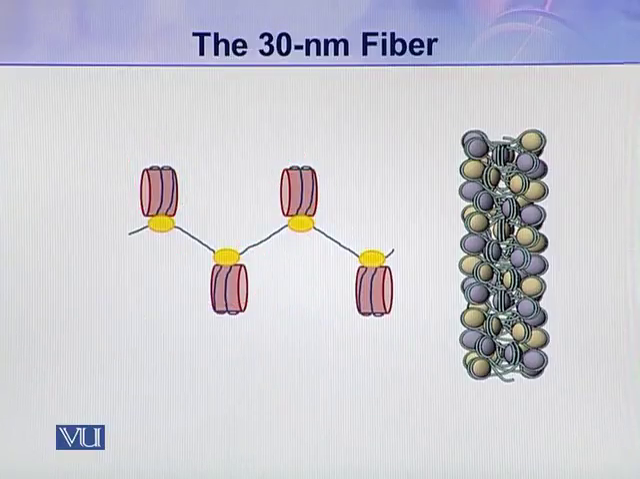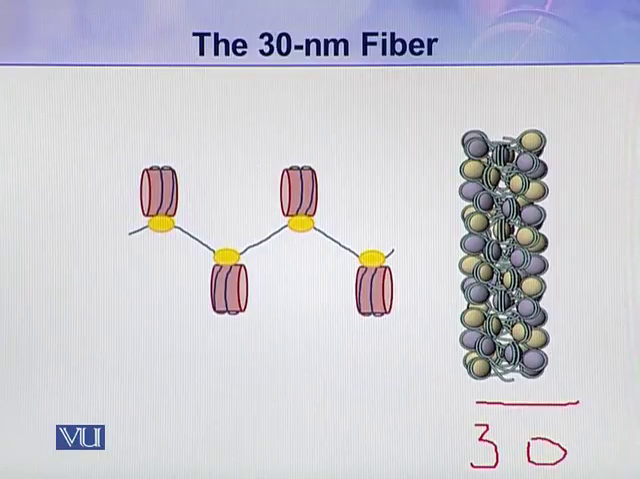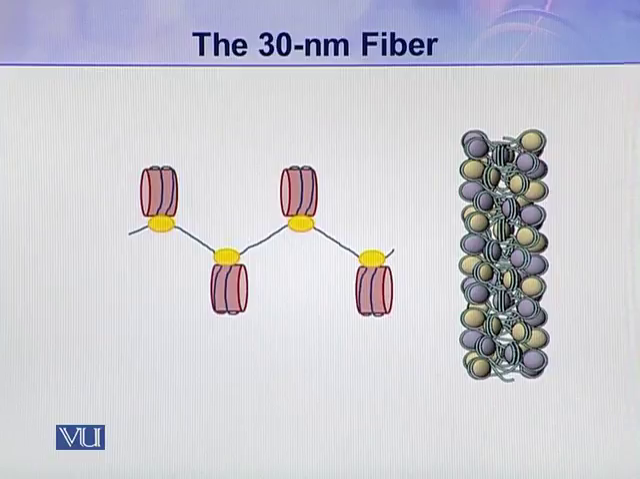And after that, it forms this 30 nanometer fiber. This is the 30 nanometer fiber. So this is the zigzag model, according to which the linker DNA is straight, that is, not bent.